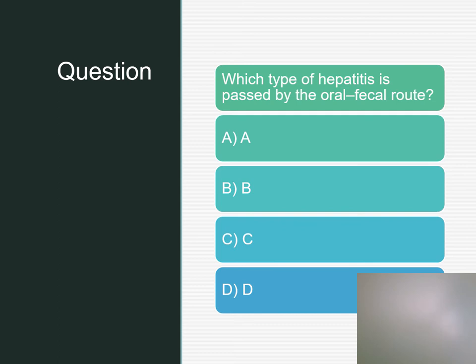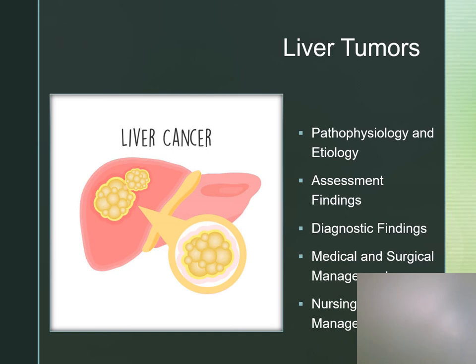So which type of hepatitis is passed by the oral fecal route? That was type A.